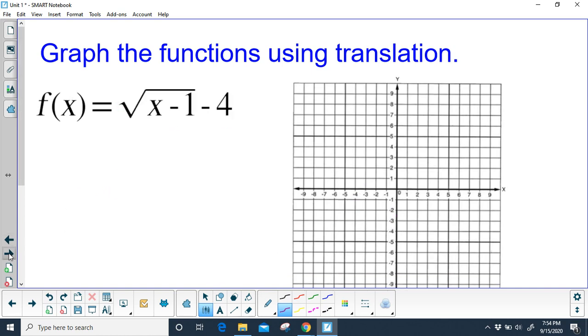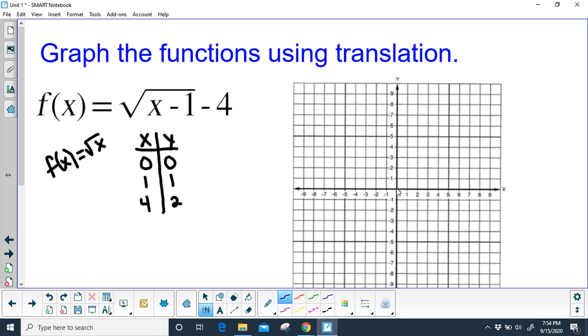All right, so let's quickly look at a few more, just so that you get an idea of what this does. Identify your parent function, do a little table of values. This parent function is just the square root of x. Think about what you can take the square root of, because you can't take the square root of negative numbers. You can take the square root of 0, 1, and 4. And that will be my parent function. A parent function is the basic function without any translation, without any numbers with it. This graph moves right 1 inside and down 4. That's outside.